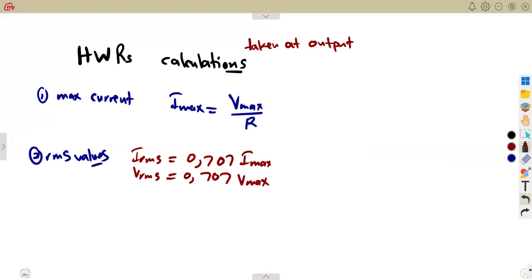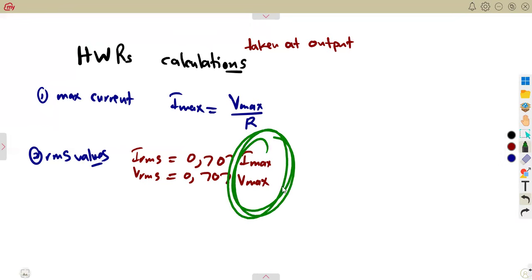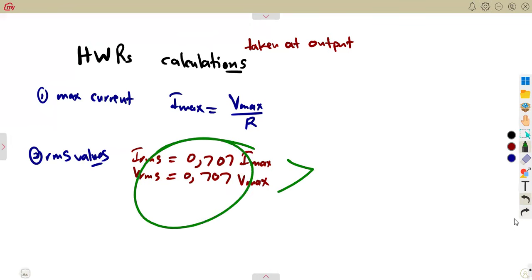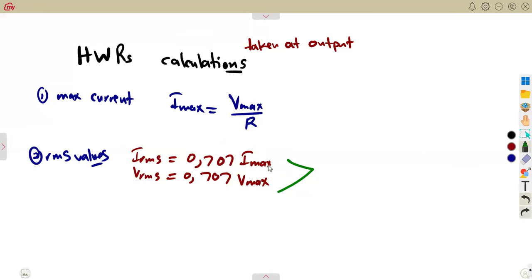Meaning to say, somehow they might give us the maximum values, and we must relate from the maximum values. They might give us RMS values. Whatever you're given, the formula can be transposed to relate to what you want. So if you make the maximum the subject, you just have to divide by 0.707 both sides. So you end up with 1.414 times the RMS. So this is current to the RMS value.